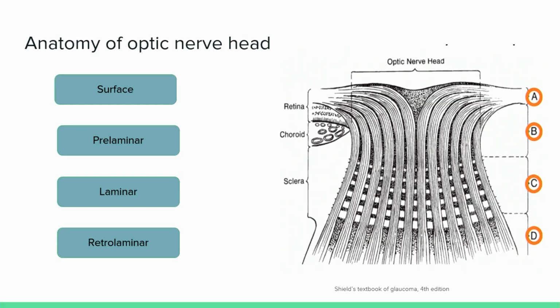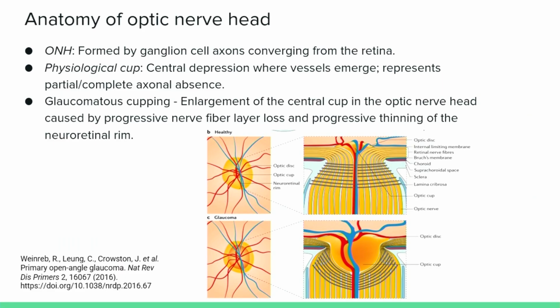Now the anatomy of the optic nerve head. It has four parts: the surface nerve fiber layer, the pre-laminar layer, the laminar layer containing the lamina cribrosa, and the retrolaminar layer. Now the ONH is formed by the ganglion cell axons converging from the retina. The physiological cup of the ONH is formed from the central depression where the vessels emerge and represents partial or complete axonal absence. Glaucomatous cupping is enlargement of the central cup in the optic nerve head caused by progressive nerve fiber loss and progressive thinning of the neuroretinal rim. Here you can see the normal physiological cup and progressive deepening of the cup in glaucoma.